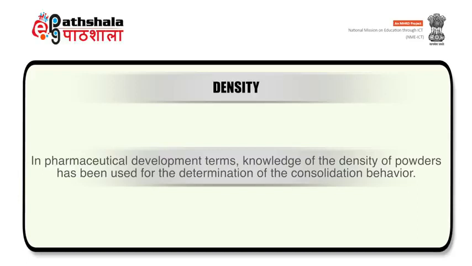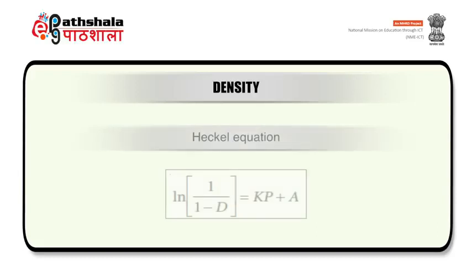In pharmaceutical development terms, knowledge of the density of powders has been used for the determination of the consolidation behavior. For example, the well-known Heckel's equation requires knowledge of the true density of the compound as mentioned below. In this equation, D is the relative density, which is the ratio of the apparent density to the true density. K is determined from the linear plot of the Heckel plot and P is the pressure. Information about the density of a powder can be used to predict whether a compound will cream or sediment in a metered dose inhaler formulation.